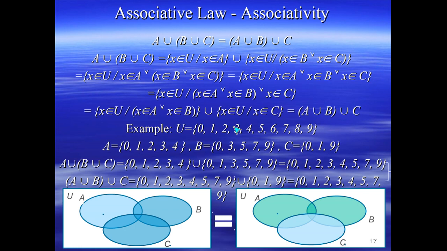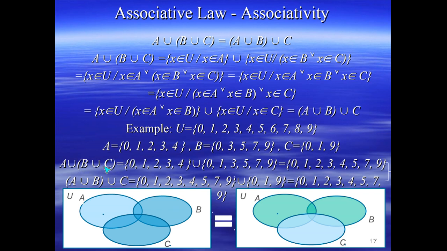As an example, we can see the universal set is again the Arabic numerals from 0 to 9. We have A, which is 0, 1, 2, 3, 4. B, which is 0, 3, 5, 7, 9, and C, 0, 1, 9. All right. So let's form the left-hand side and right-hand side separately and see that they give the same result. This is an example, not a proof. The proof is done with a description. But examples are done with specific sets, and we can also draw Venn diagrams. All these are ways to see the same phenomenon, the same rule, with different objects, with different symbols.